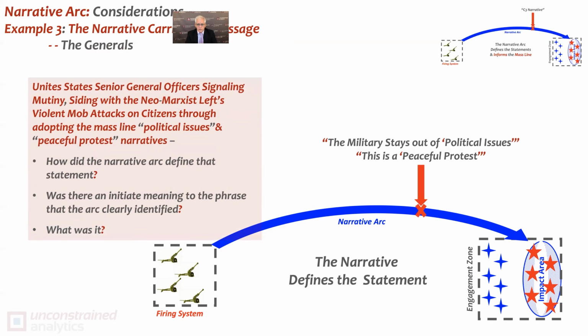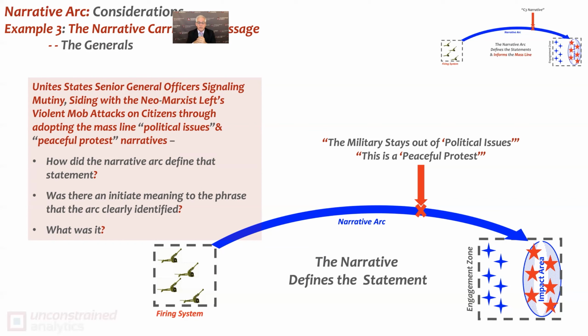How about the generals when they said they don't engage in political issues, as if that was their Article II authority to make that determination, when they then declared it a peaceful protest? United States senior general officers signaling mutiny, siding with the neo-Marxist less violent mob attacks on citizens through adopting the mass line political issues and peaceful protest narratives.